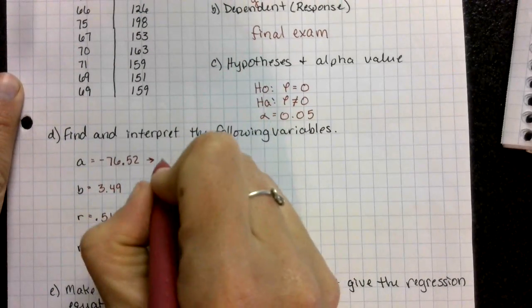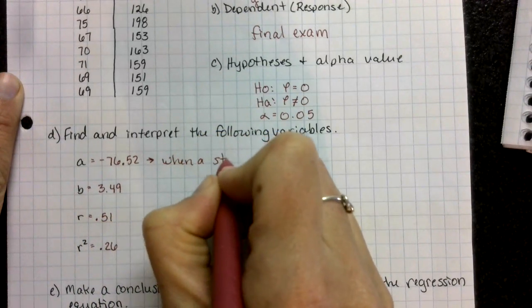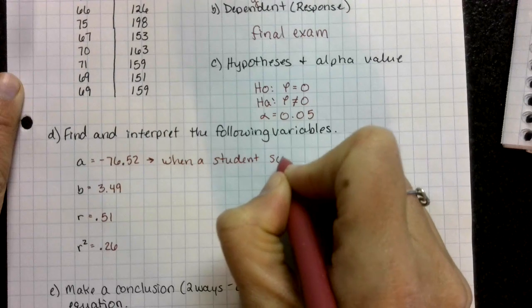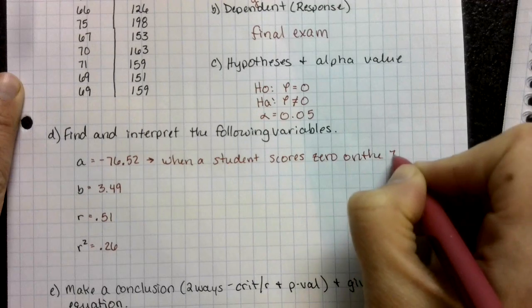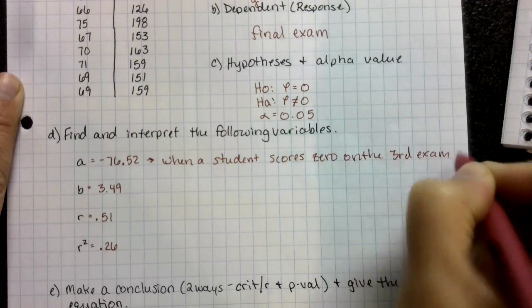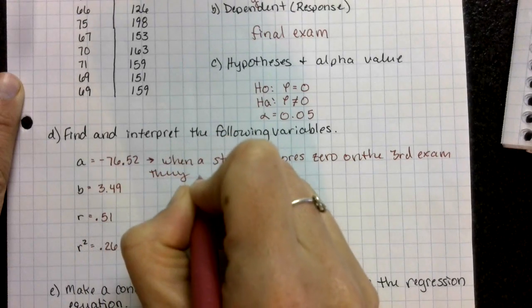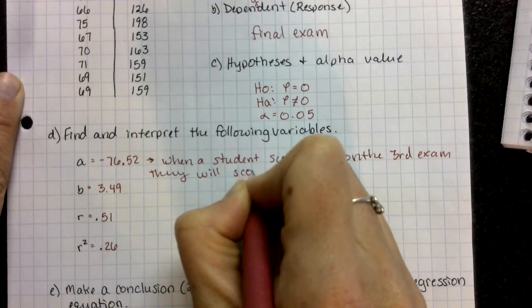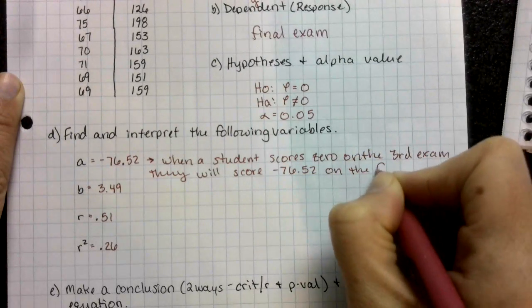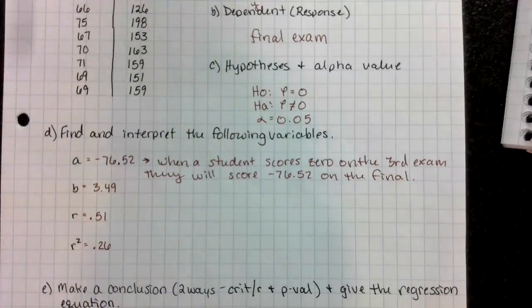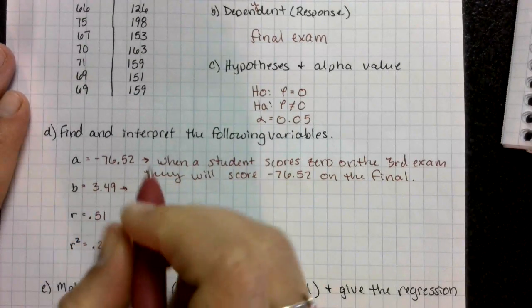Okay, so the interpretations for these, remember, a is your y-intercept. So when a student scores 0 on the third exam, they will score negative 76.52 on the final. This is one of those where the interpretation is nonsense. We can't accurately use that y-intercept for anything. So no big deal.